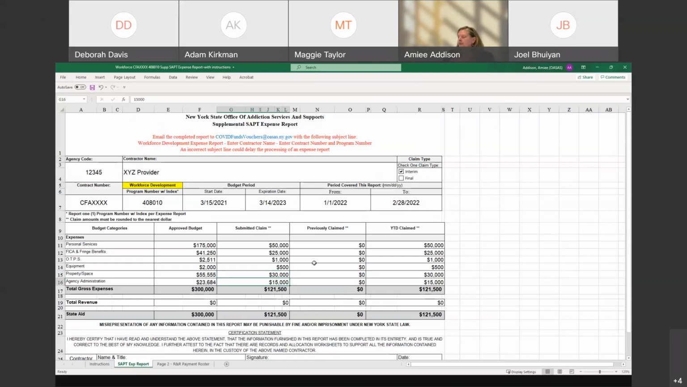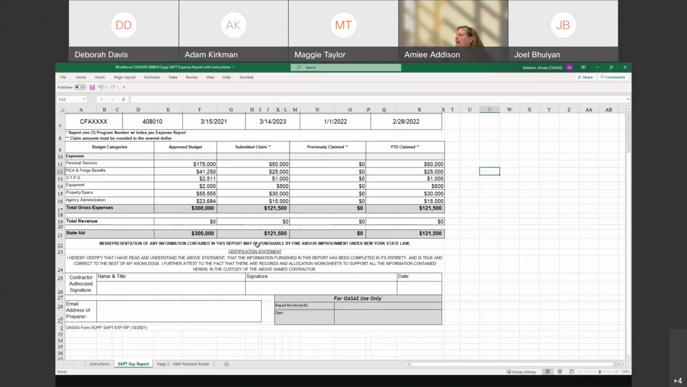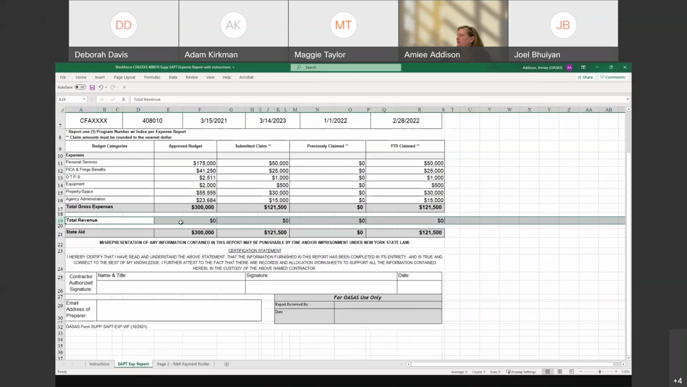The agency admin, no documentation is required for submission of the expense report. However, it is required to be maintained by the provider or contractor claiming. I want to stress this total revenue line should be 0. Please do not report your advance payment as a revenue, and do not include your advance payment as part of the submitted claims.